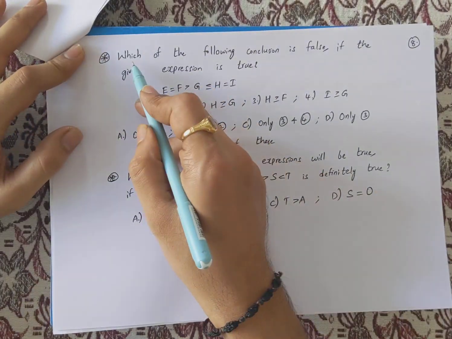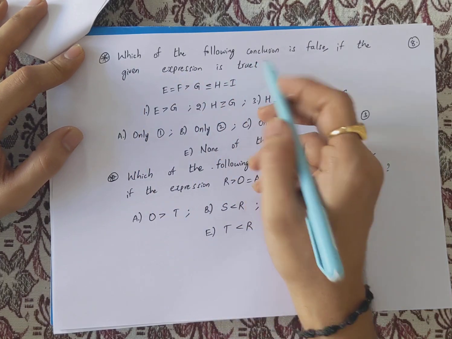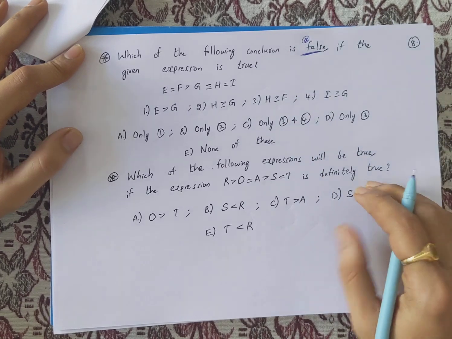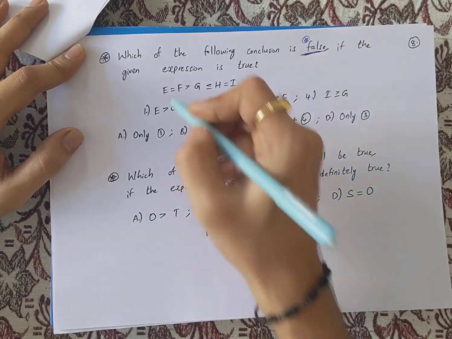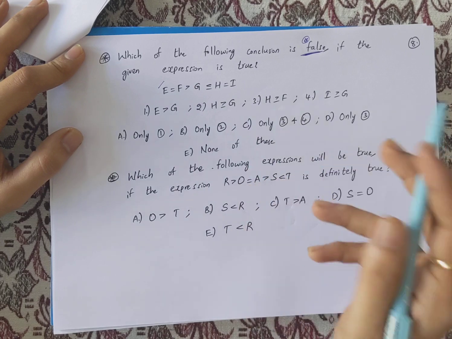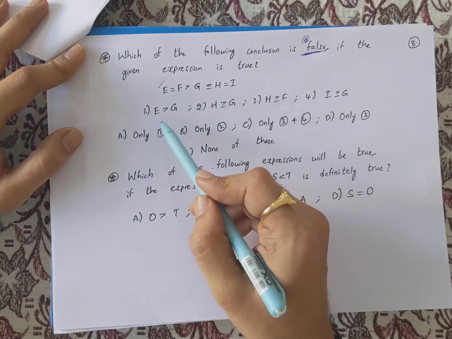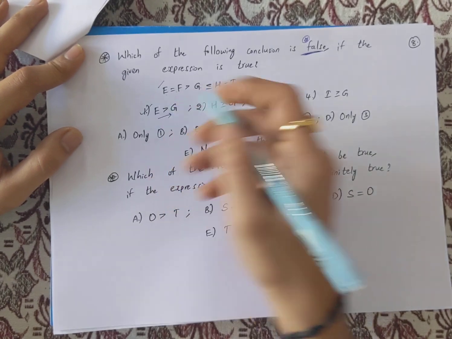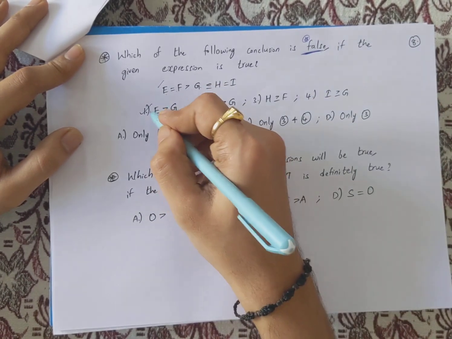Now let us see what is asking. Which of the following conclusion is false? So that's the reason we need to see the direction. If the given expression is true, so this is true, we need to find which is false. Okay. E to G, E to F, F to G. This is true, but here it is asking which is false, hence it is wrong.